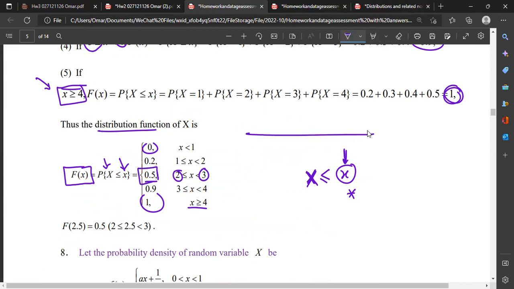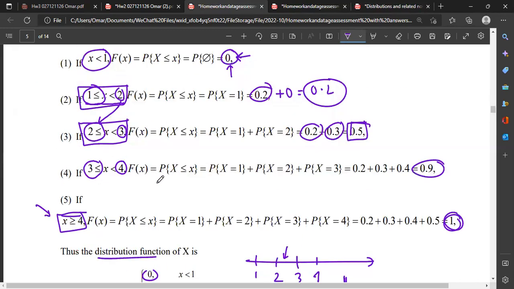If I draw the line here, so 1, 2, 3, 4. So 2.5 is here, right? Between 2 and 3, there is 2.5. So for 2.5, the probability is 0.5. So here F of 2.5 is 0.5, okay? When x is 2.5, the interval here is x greater than or equal to 2 and less than 3, okay? So guys, do you understand number 7?